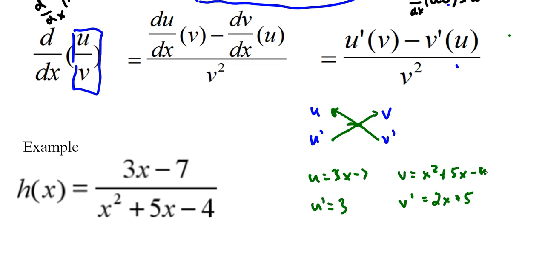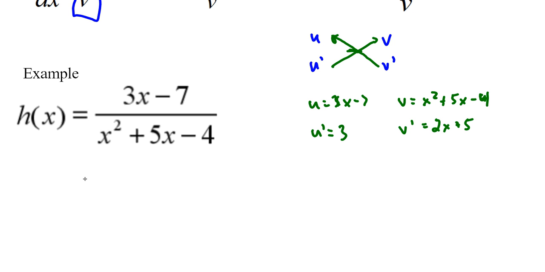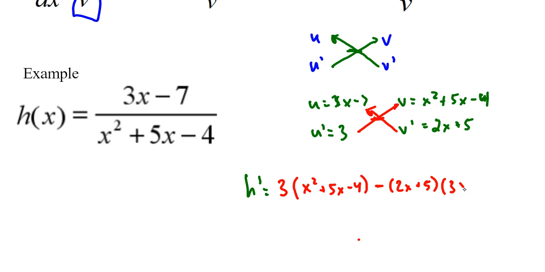Hopefully we're helping you with the power rule as well while we're doing this. And so to use the quotient rule, we're going to find h prime, this derivative, by taking low d high minus high d low. So we take the derivative of the top, which is 3, times the bottom, which is x squared plus 5x minus 4. Minus, because we're subtracting, high d low: v prime, the derivative of the bottom, which is 2x plus 5, times the top, which is 3x minus 7. All over low low, or the bottom squared, so in this case the quantity x squared plus 5x minus 4, squared.